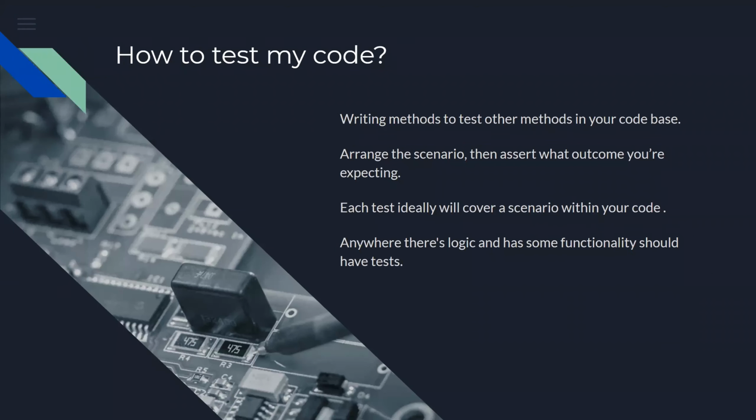How to test my code? Basically, it is you writing methods to test other methods in your code base. These are often written in a test project or within its own directory. You arrange the environment or scenario, which will include preparing your code to be invoked by the test method, and then asserting what outcome you are expecting.